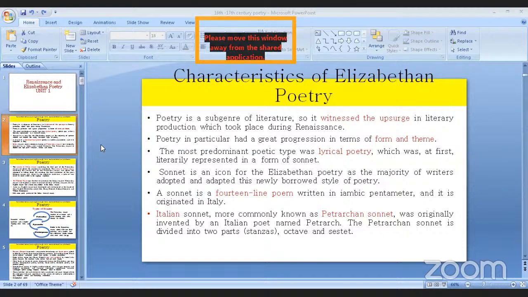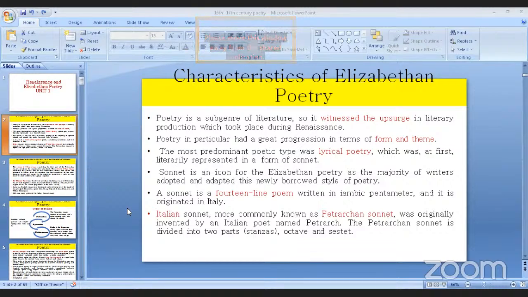Now, poetry is a subgenre of literature. We all know the different genres of literature, right? Poetry, prose, and under prose you might have fiction, non-fiction, and so on. It witnessed the upsurge in literary production which took place during the Renaissance. Poetry in particular had a great progression in terms of form and theme. The most predominant poetic type was lyrical poetry, which was at first literally represented in the form of the sonnet.